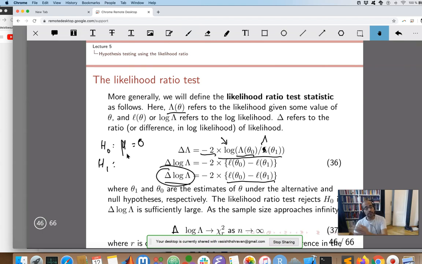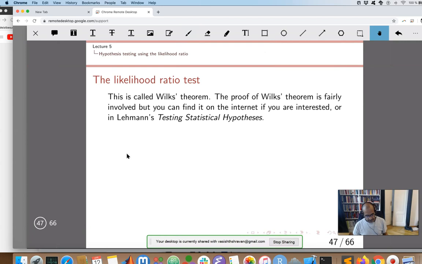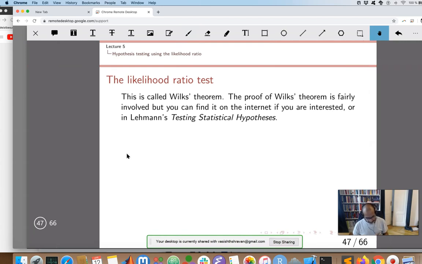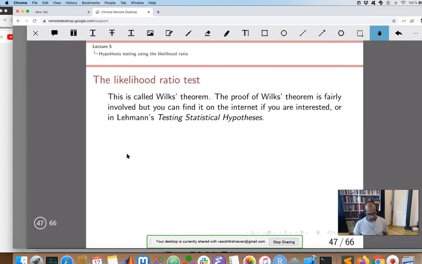If the difference in log likelihoods is very large, relative to some criterion, then we will reject the null hypothesis. Okay, so what I've just shown you here, this fact, that the difference in log likelihoods approaches the chi-squared distribution as n approaches infinity, is called Wilks' theorem.